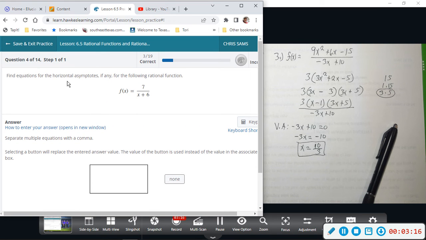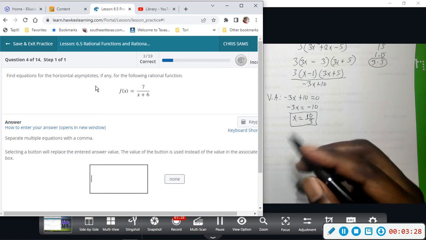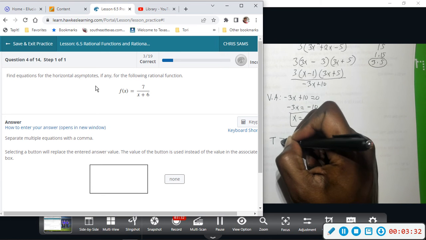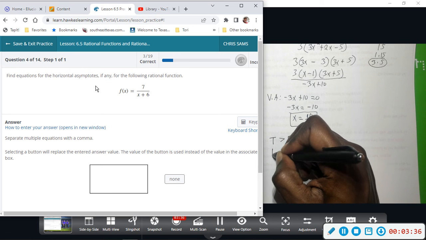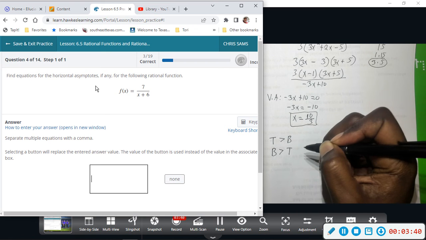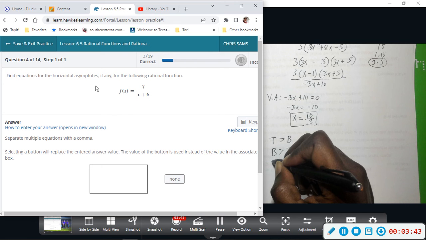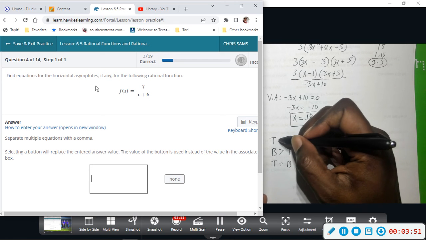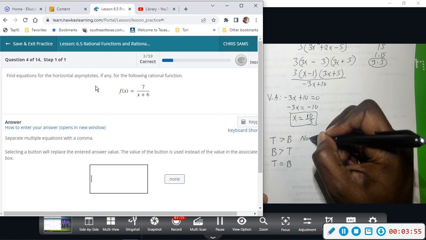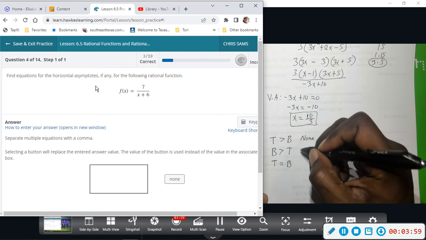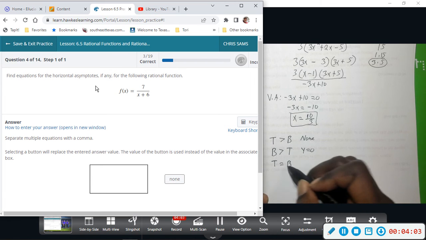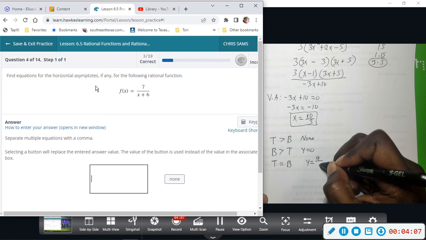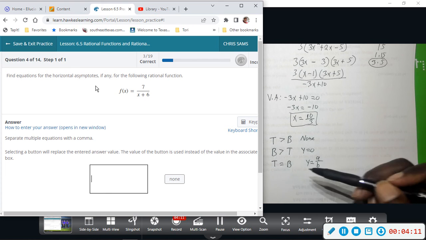Alright, number 4, we want to find the equation for the horizontal asymptote. So remember, there were 3 scenarios. We had the top greater than the bottom. I'm just going to go ahead and flip it and say the bottom is greater than the top. And then the top is equal to the bottom. So the top greater than the bottom, there was none. If the bottom was greater than the top, y equals 0. And if they were equal, it was y equals the ratio of those terms, a over b. So you just got to look at the scenario and see what you got.